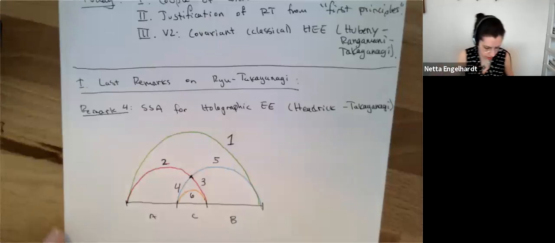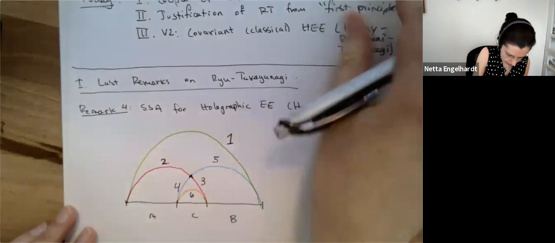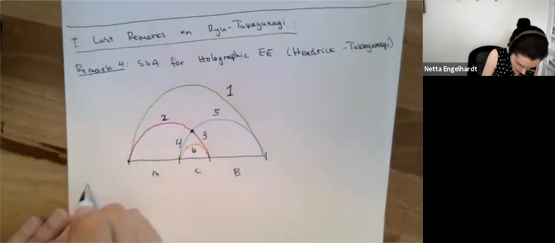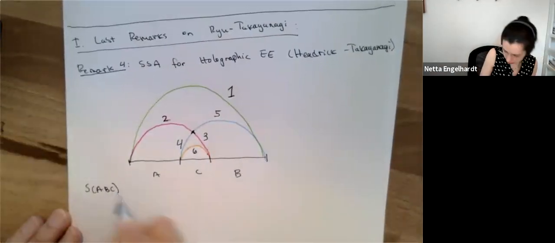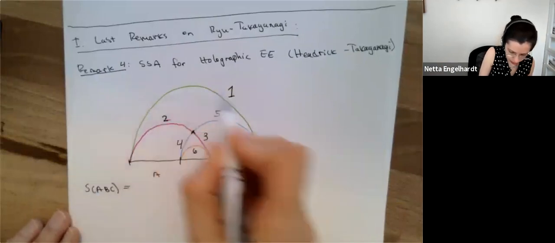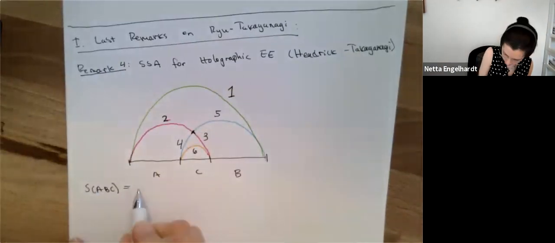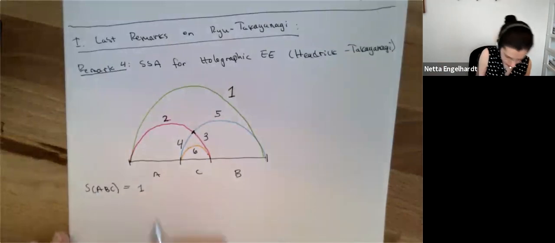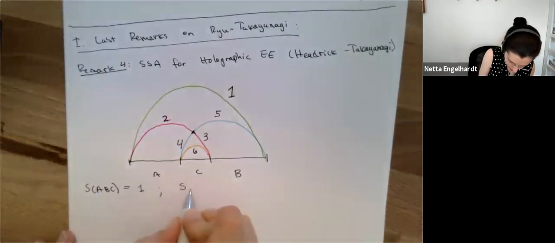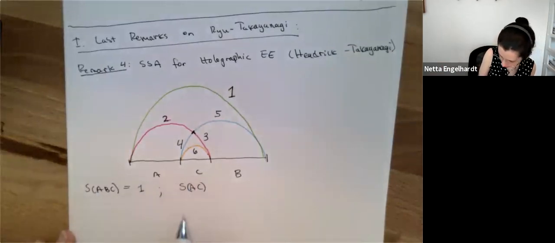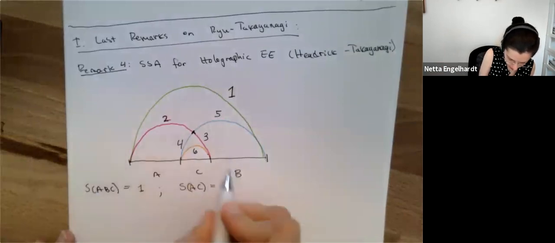So where are we going to do this? We're going to say, all right, so S_ABC is equal to just the area of 1. And S_AC is just going to be the area of 2 plus 3.